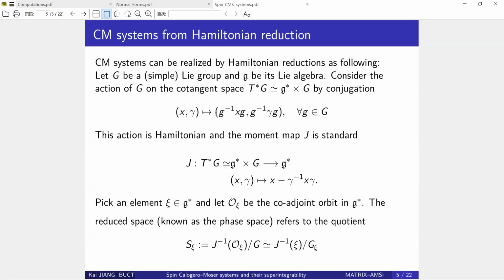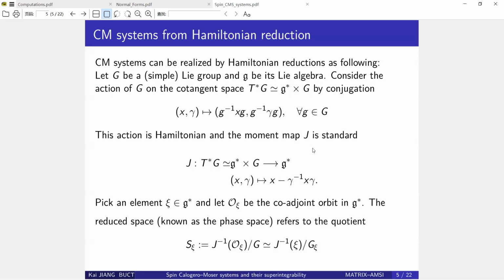This action is Hamiltonian, and the moment map is also standard. We can compute it by definition directly, and this is J, the Hamiltonian. This J maps X in the dual of the Lie algebra and gamma to X minus gamma gamma inverse X gamma. So this moment map is standard.